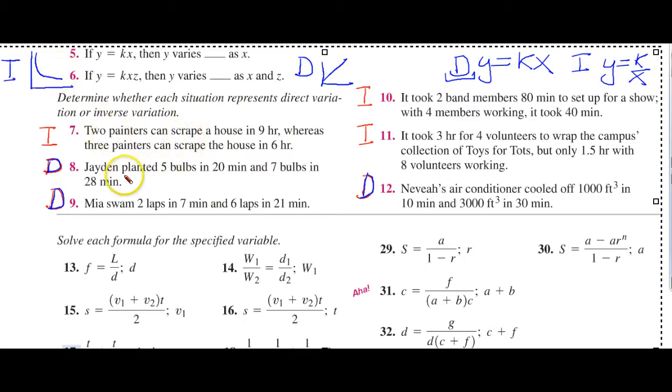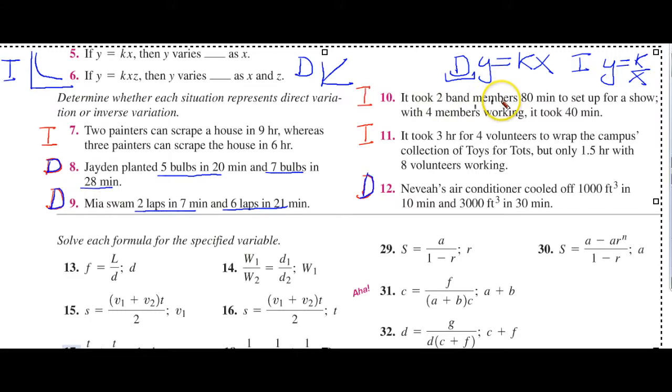Now, maybe comparing it to this, here's someone plants 5 bulbs in 20 minutes, 7 bulbs in 28 minutes. This is increasing, and if you plot this data, it would just be a straight line. Here, Mia does 2 laps in 7 minutes, 6 laps in 21. Again, plotting it, it's a straight line. So both direct variation.